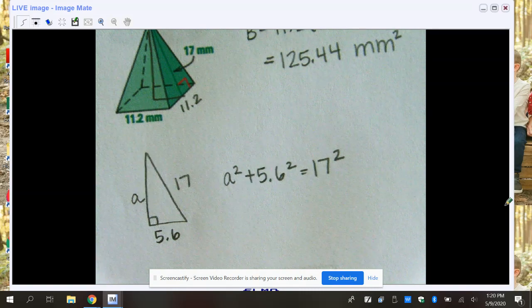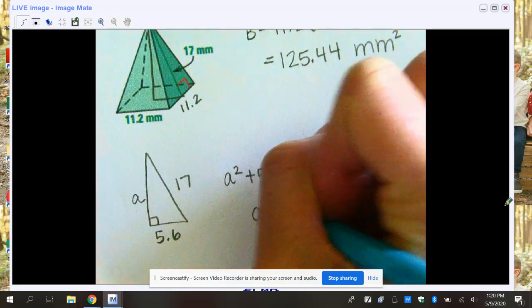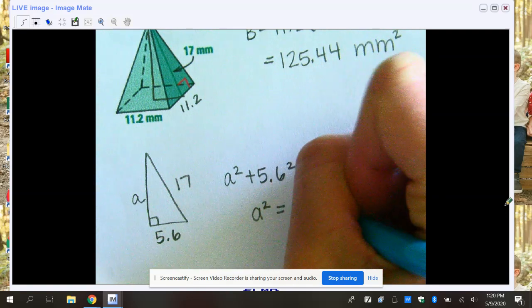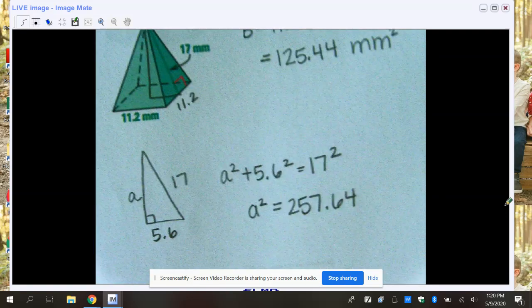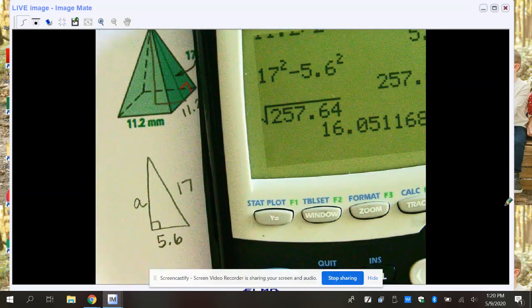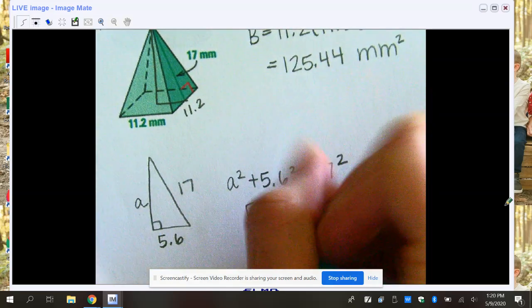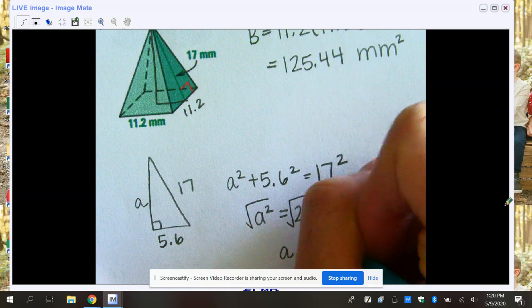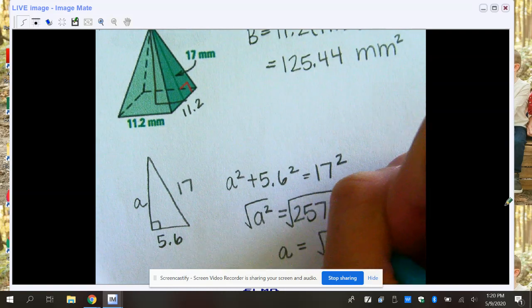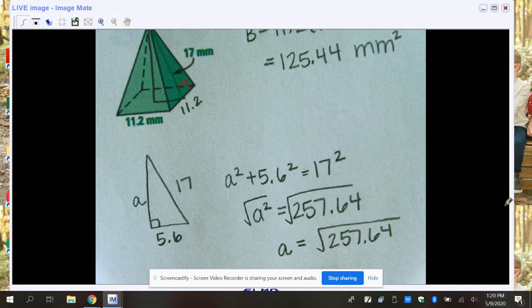17 squared minus 5.6 squared is going to be 257.64, and I am guessing that is not a perfect square. It's definitely not. So I am just going to leave that as a radical. I would not expect you guys to simplify a radical that contains a decimal like that.